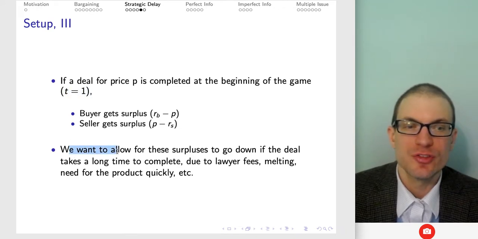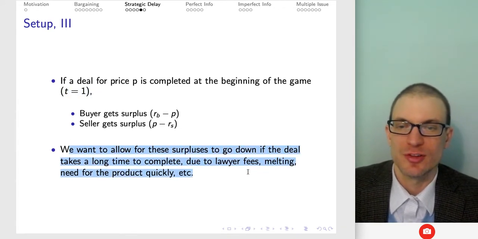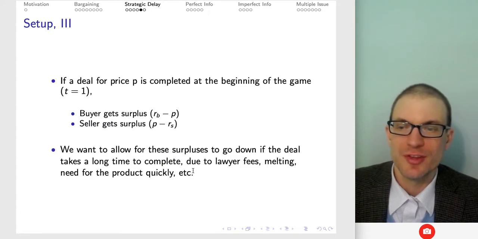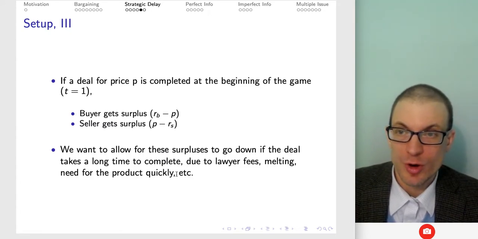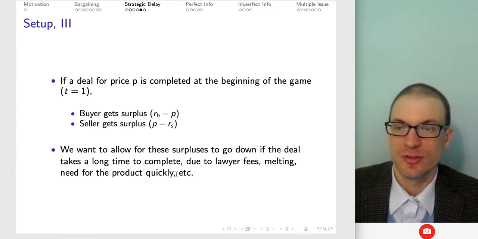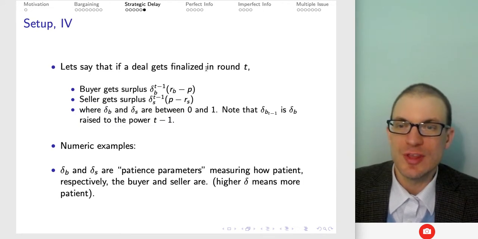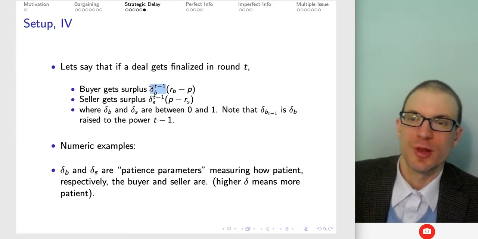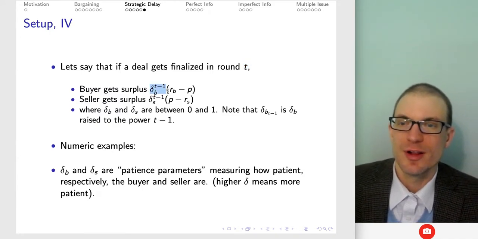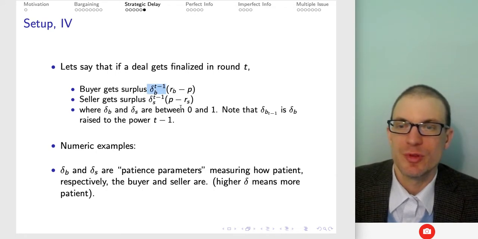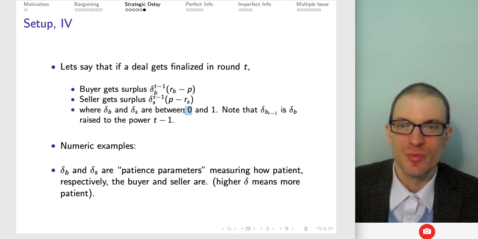All right, but what if we don't agree in the first period? We want to allow these surpluses to go down if the deal takes a long time. Maybe there are lawyer fees, there's melting, we need to get the product to market quickly and we're losing profits. So suppose the deal gets finalized in round T. The buyer is going to get a discounted surplus, with a discount factor delta between 0 and 1, where if delta is really big, there's very little discounting. But if delta is really small, there's a lot of discounting, such that if we're far enough in the future, there's no surplus because we wasted it.